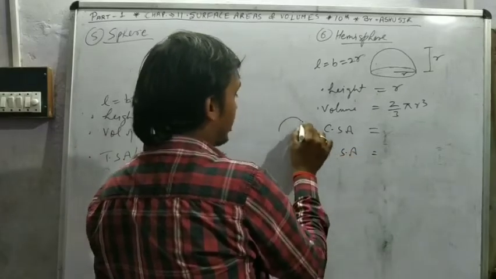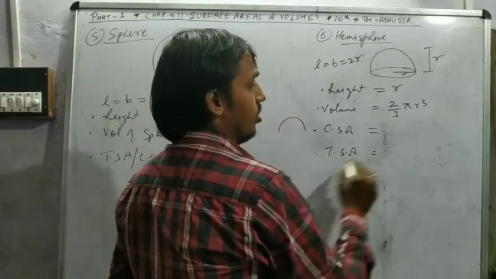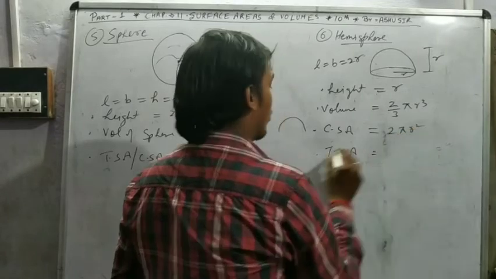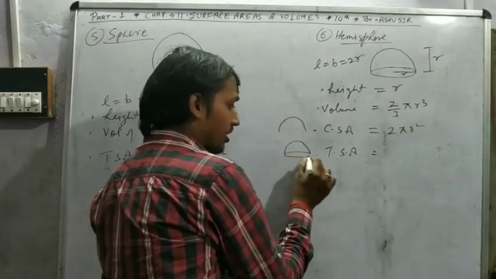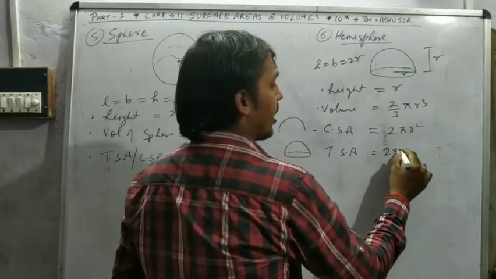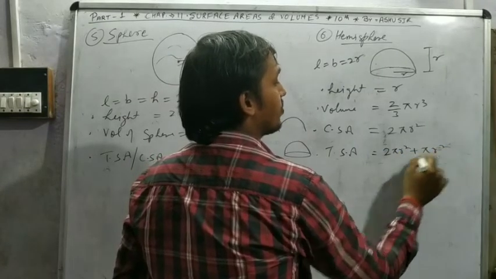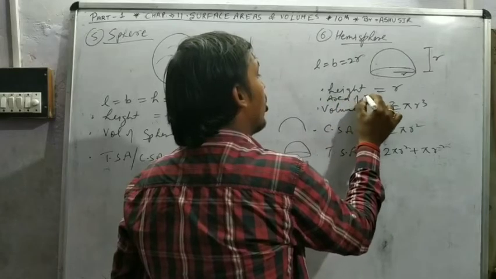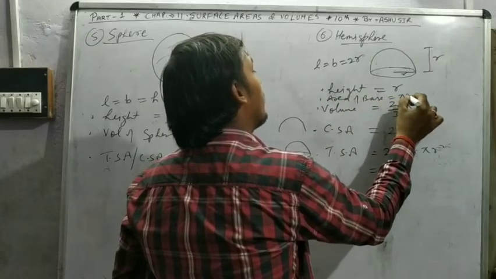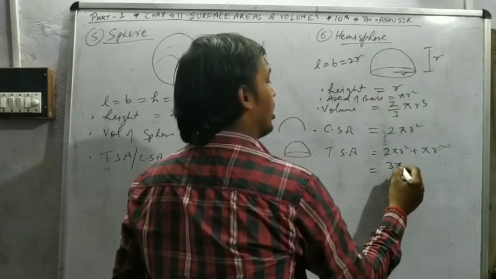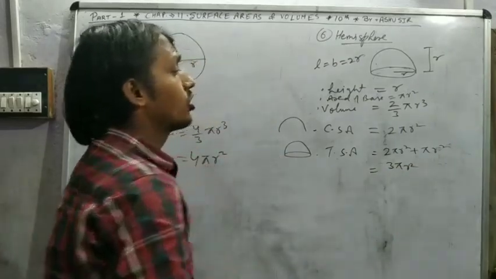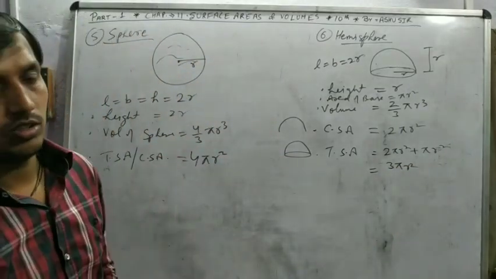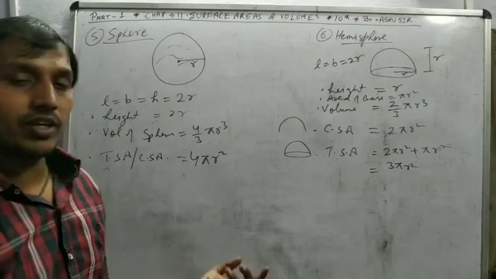CSA means only this part, that is 2 pi r square. TSA means this part and this part. So 2 pi r square plus base pi r square. Here one more formula: area of base pi r square. That is 3 pi r square, the total surface area of hemisphere. These concepts of the hemisphere and sphere, both note down.